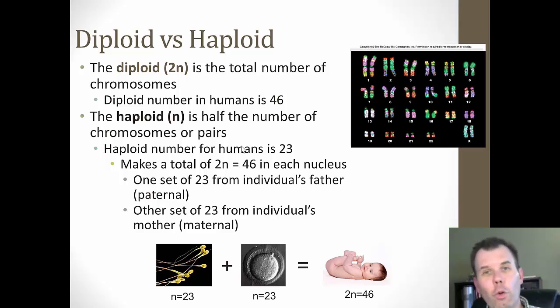If we took the goldfish and looked at its haploid number, that haploid number would be 47. So 47 come from the goldfish's dad, and 47 come from the goldfish's mom. They come together for a baby goldfish and make 94. And that's how we look at these things. So diploid means the total number of chromosomes in the cell. Haploid means half the number, or how many pairs you have. Make sure you keep those definitions straight.